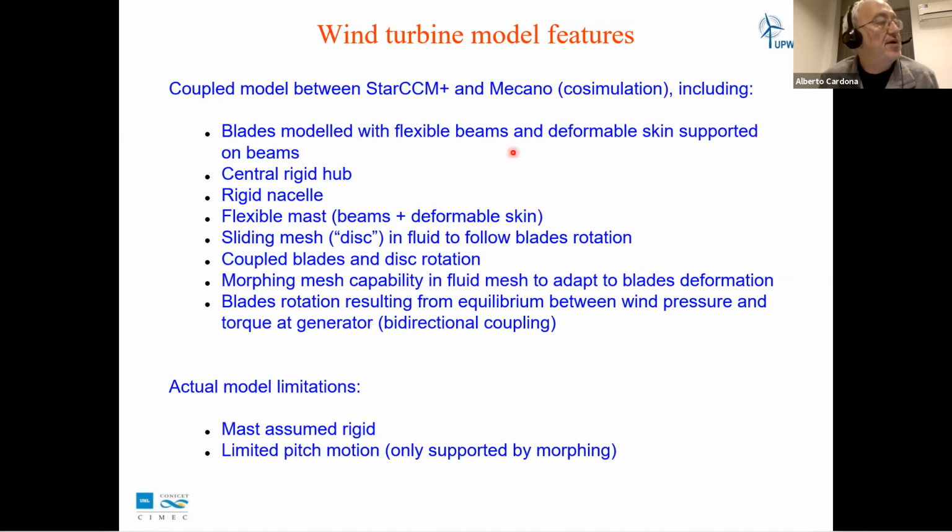In some features of the model, the blades are elastic, and we model them using flexible beams and a deformable skin which is supported over the beams. There's a central hub which has been considered rigid. The nacelle has been considered rigid. The mast is flexible, also modeled by using beams and a deformable skin.